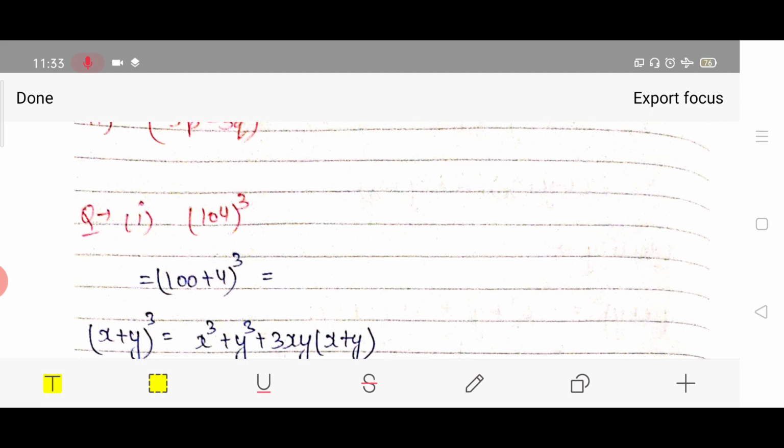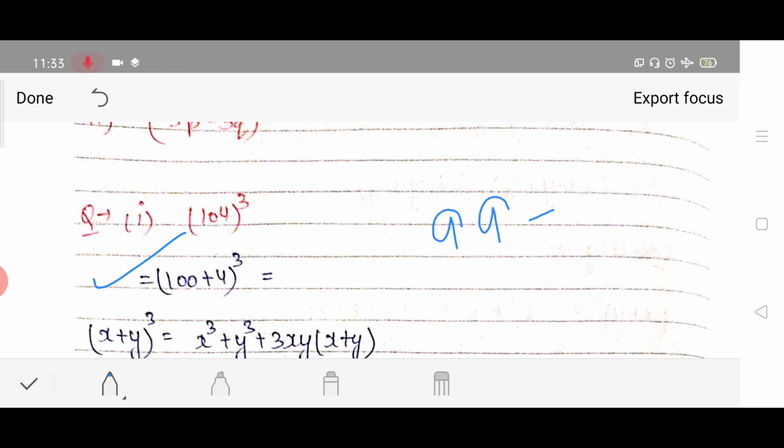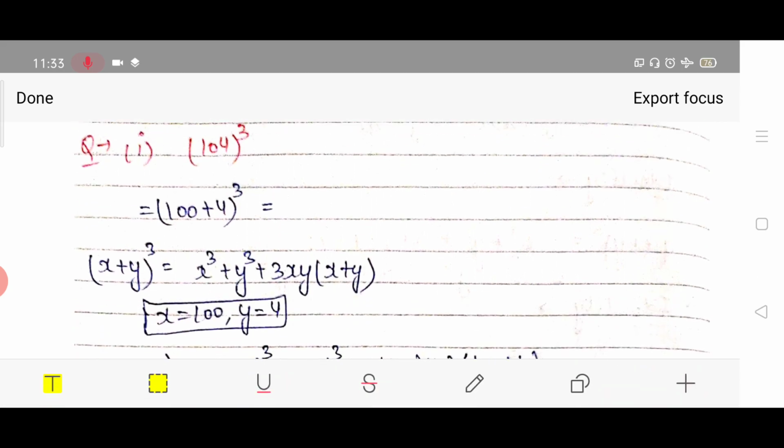So how will you write 104 in a simple way? You can write it as (100 plus 4) whole cube. You can also write it as (99 plus 5) whole cube, but this would be very difficult, because finding the cube of 99 is not easy, but finding the cube of 100 is very easy. So you have to break the number into numbers whose multiplication is very easy. That's why we have divided 104 into two numbers.